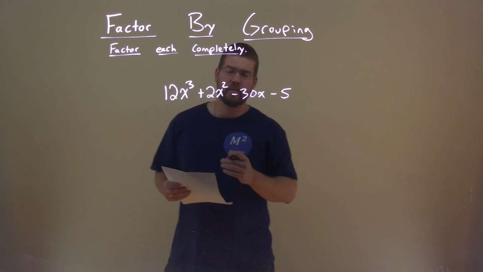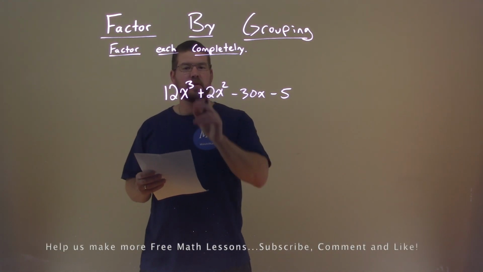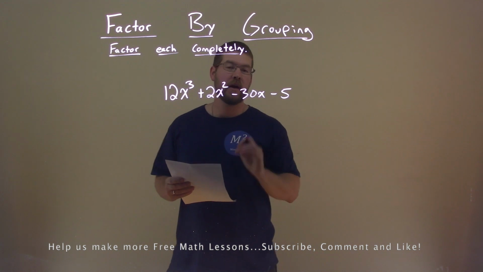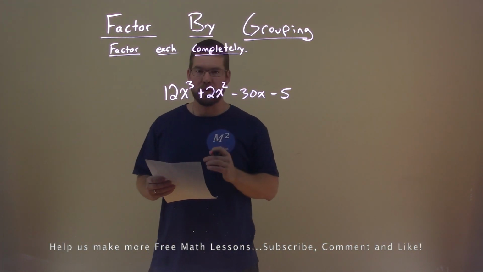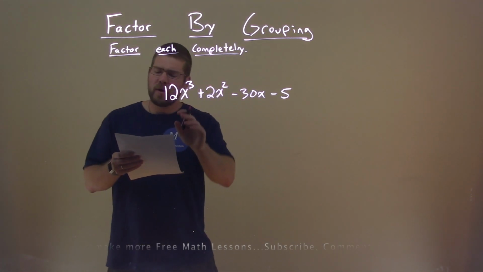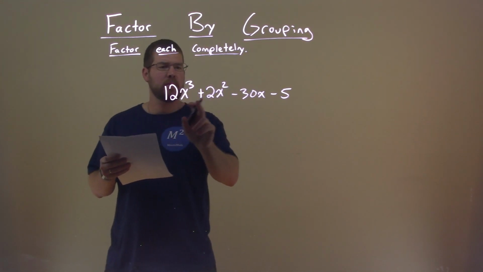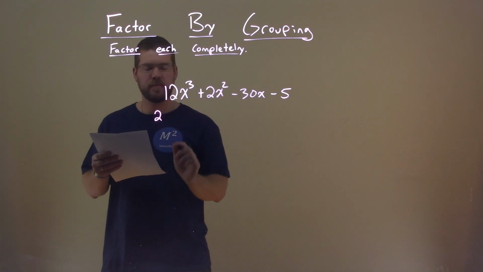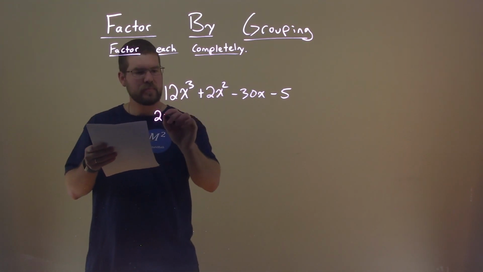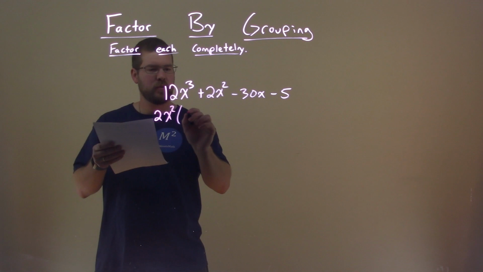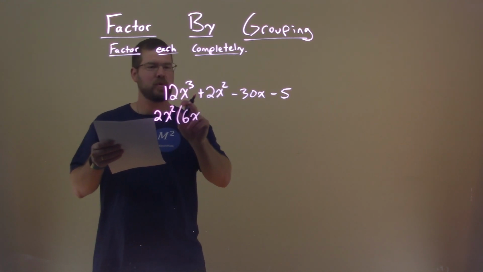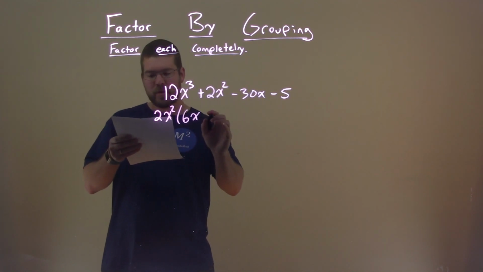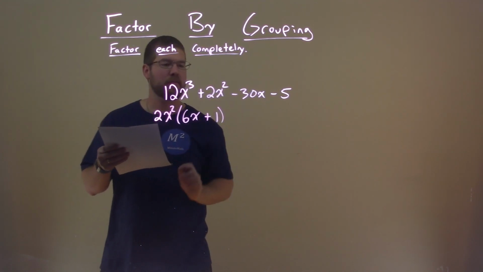We're given this problem right here: 12x to the third power plus 2x squared minus 30x minus 5. And we want to factor this by grouping. Well, first thing I want to do is see in the first part here, what can I pull out that's the same? There's a 2 in both, 12 and 2, as well as an x squared. If we pull that out, we're left with a 6x. So 12x to the third power divided by 2x squared is 6x. And then we're left with a 1 here from 2x squared.